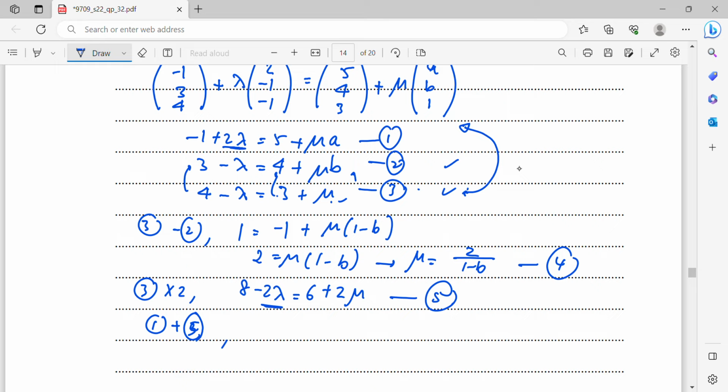So left hand side, minus 1 plus 8 will be 7. So the lambda will be cancelled off. 5 plus 6 will be 11 on the right side. Then mu a plus 2 mu. So I will factorize the mu. I will get a plus 2. Alright. So from here, I will get my mu. So move the 11 to the other side, becomes minus 4 equals to mu of a plus 2. And now I get my mu. My mu is going to be minus 4 over a plus 2. This is my sixth equation.